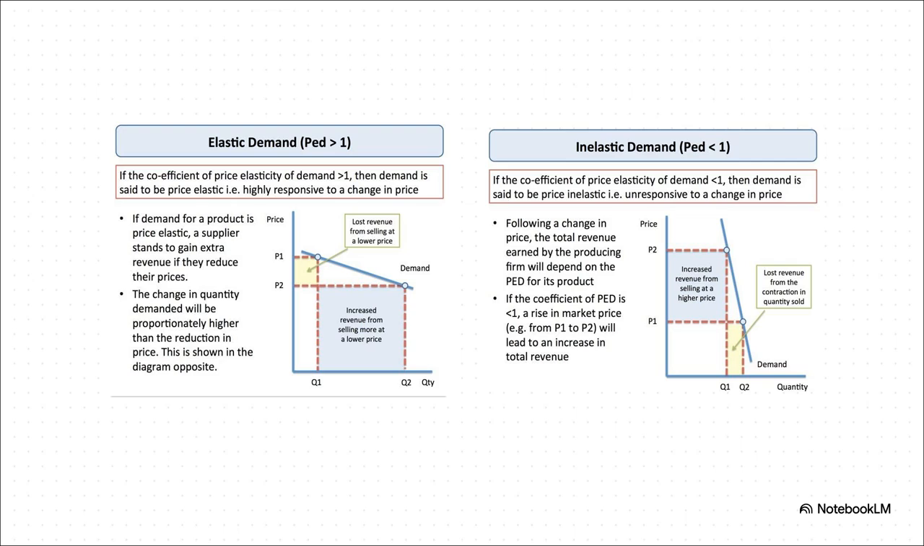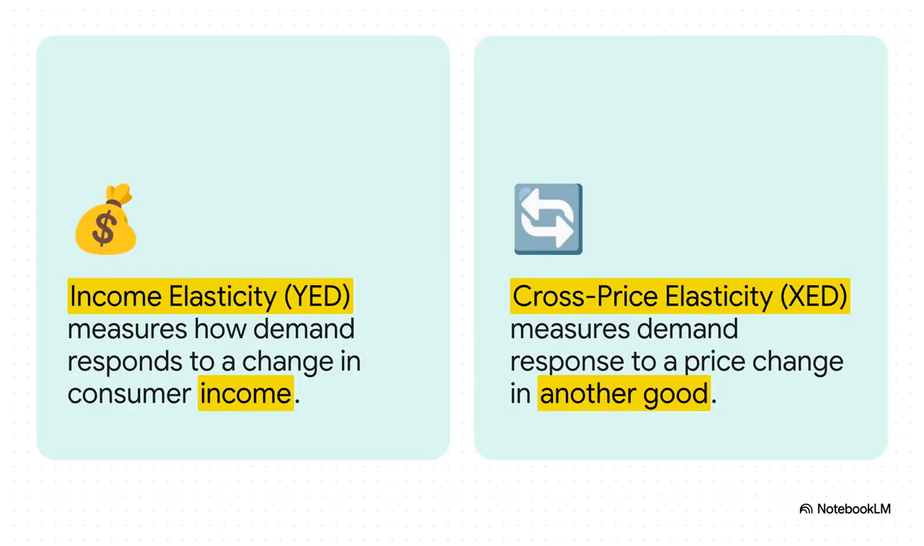An elastic demand curve tends to be flatter. This shows that a small change in price leads to a really big change in the quantity people want to buy. On the other hand, an inelastic demand curve is much steeper. Now, price isn't the only thing that affects demand. We also measure elasticity for changes in consumer income and for price changes in other goods. This table lays out the key difference you need to know between those two.